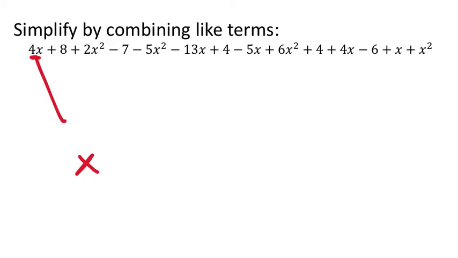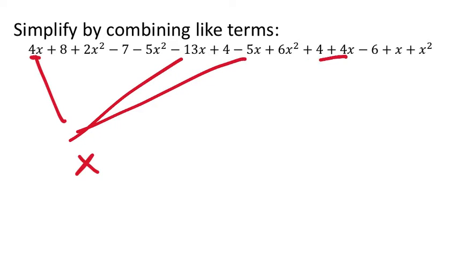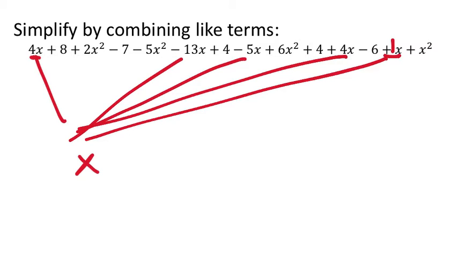So that's a positive 4x's. Remember, even though this term has an x, it's an x to the power of 2, so it's not considered a like term right there. And so the next one I see would be this negative 13x, then a negative 5x, then a positive 4x, and this one on the tail end of this, that's a positive 1x right there. So I'm going to combine it with my other x terms.